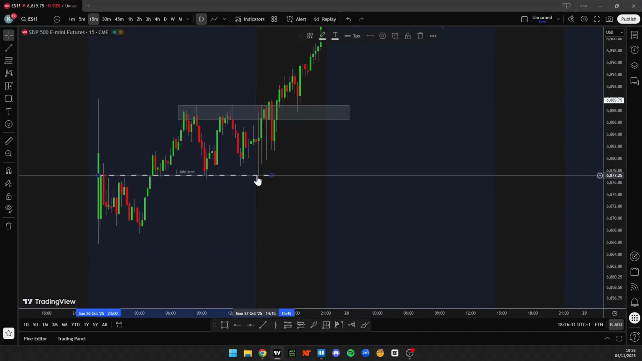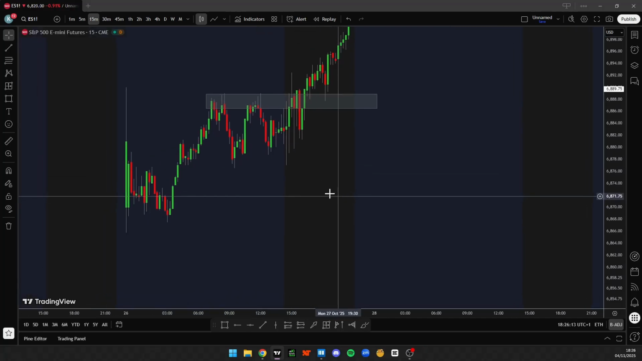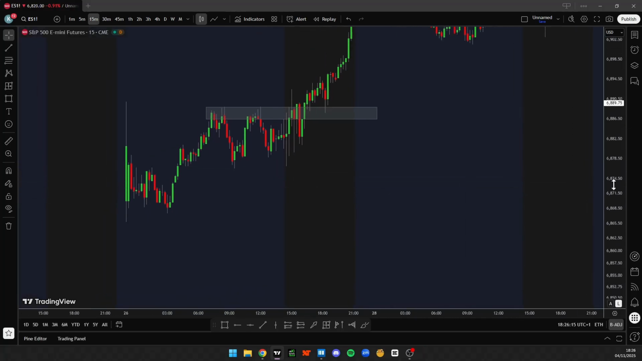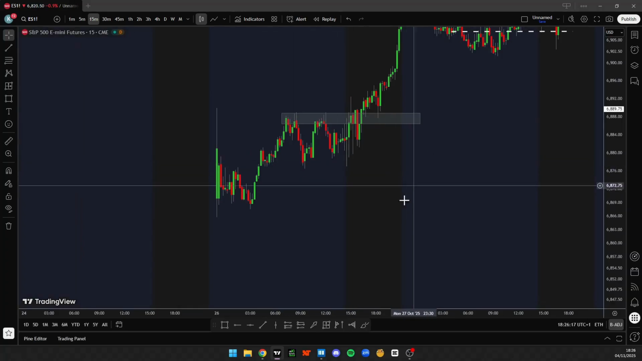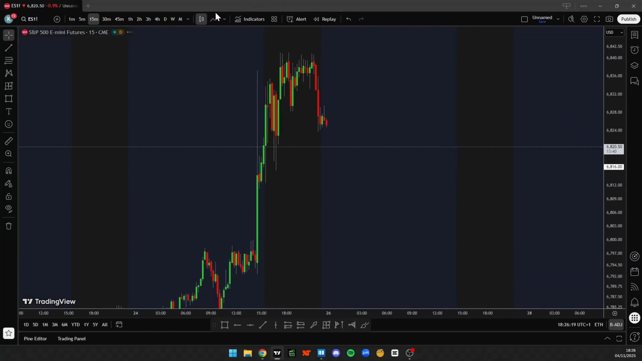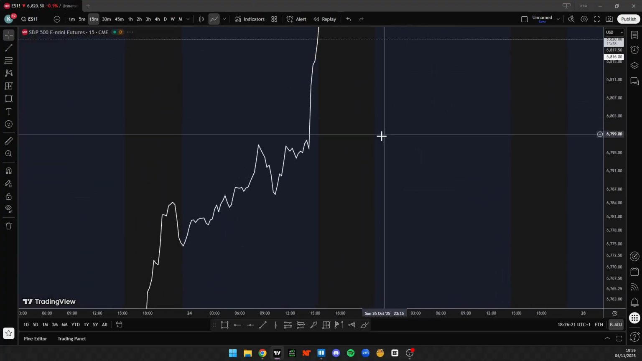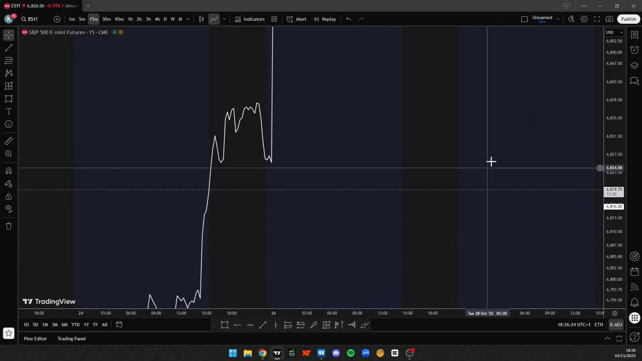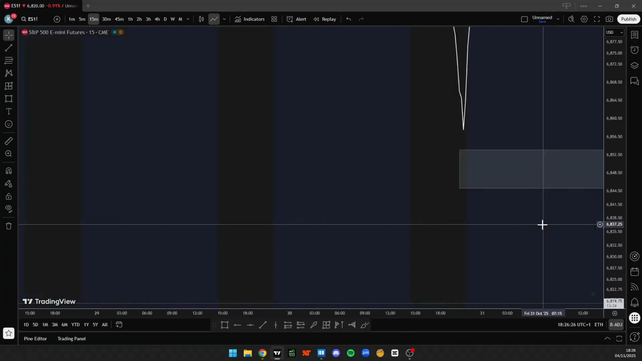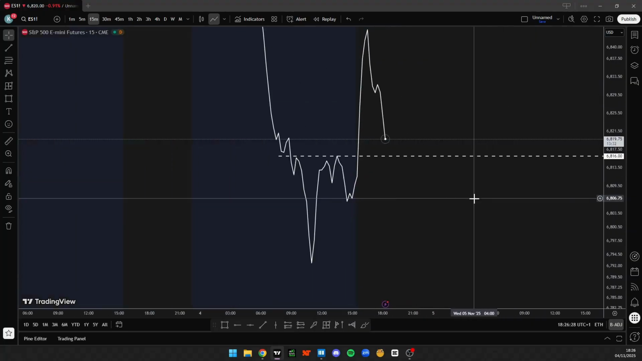So you can definitely use zones and ranges, which I'd probably recommend instead of just one line, because the market doesn't move that precisely. It moves in ranges. So yeah, guys, this is honestly very powerful. And like I said, even for breakouts, I think it was today here for the breakout.